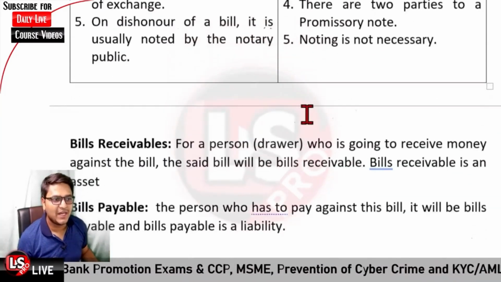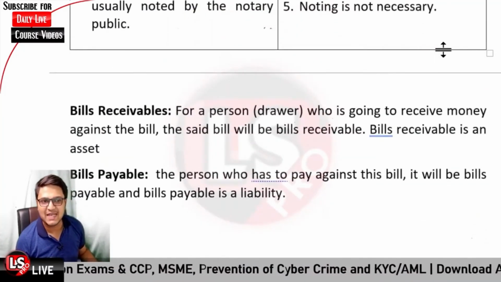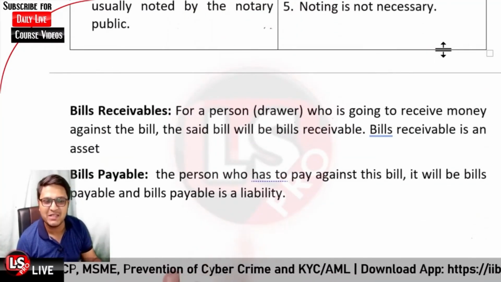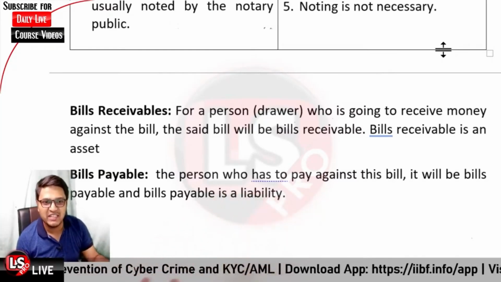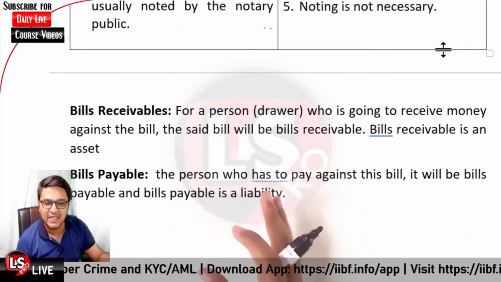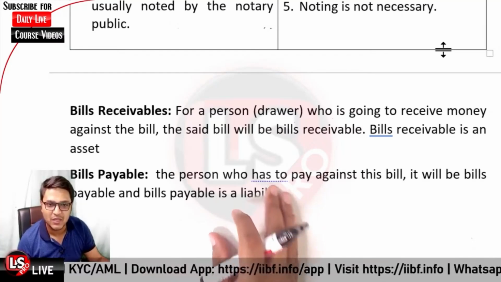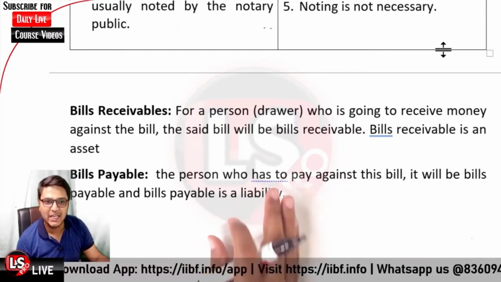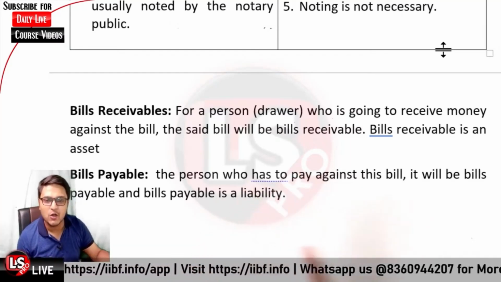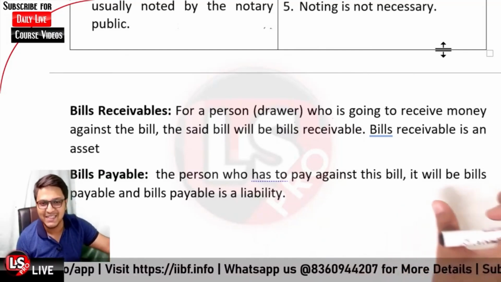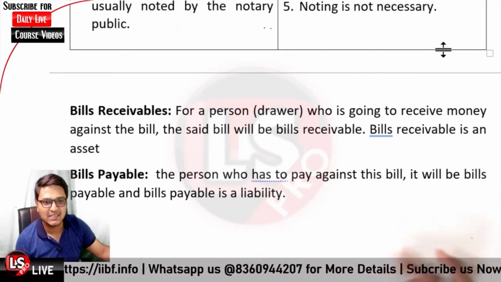Then further, it is regarding the bills receivables. As I have already told you, what are bills receivables? When you are to receive money, when you are drawing the bill in the case of the bill of exchange, you are basically giving an order to some other person and he has accepted your order.